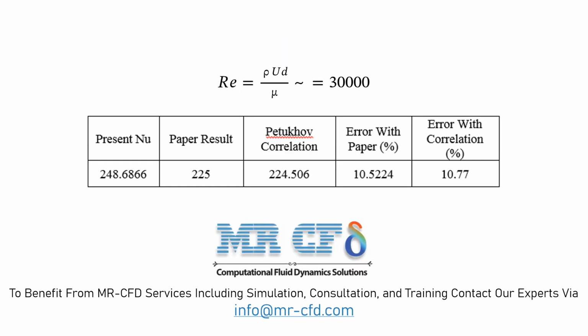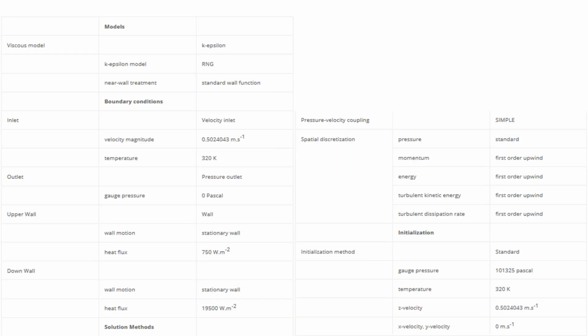Now in this slide, you can see that we have calculated the Reynolds number based on the fluid velocity we have applied to the inlet boundary. After that, we calculated the Nusselt number in our CFD simulation, and we have compared our results with the paper's results. Finally, a summary of different settings and setup that we have used in our project is presented to you in the slide.